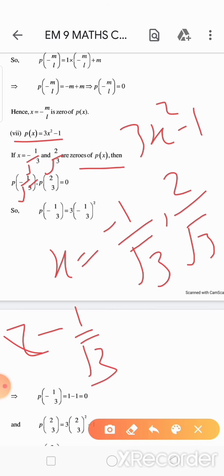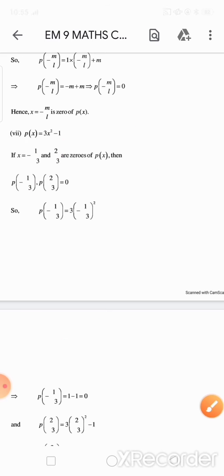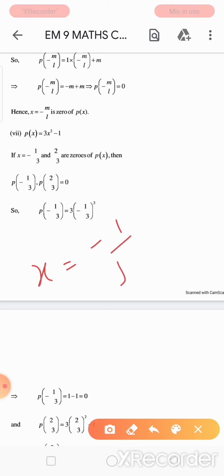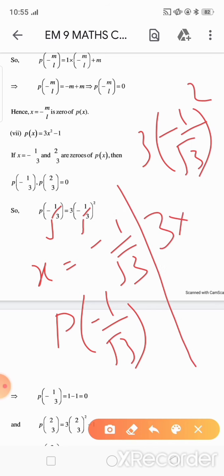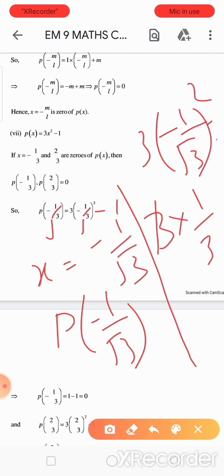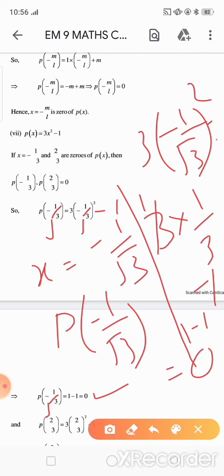minus 1 upon root 3. We substitute in our polynomial the value of x equal to minus 1 upon root 3. Simplifying this step, we get p of minus 1 upon root 3. Here we simplify 3 into minus 1 upon root 3 whole square. 3 into plus 1 upon 3, the root and square are cancelled and the answer is 1. And here it is the minus 1, so 1 minus 1 is equal to 0. For the value of minus 1 upon root 3, our p of minus 1 upon root 3 equal to 0.